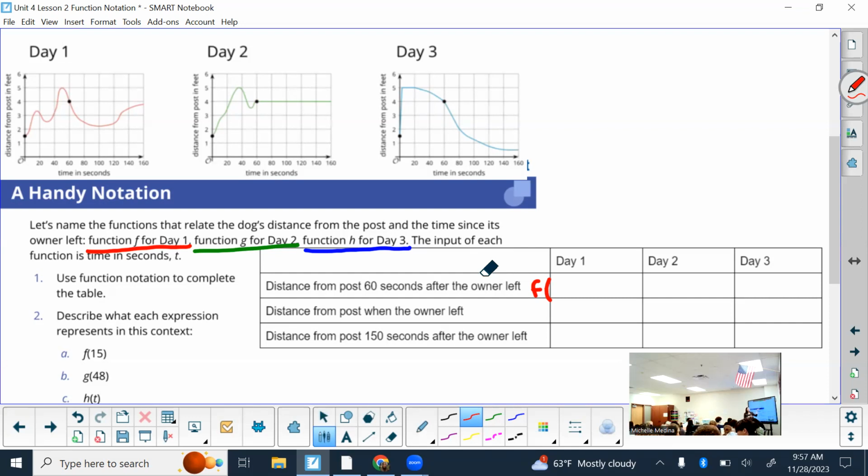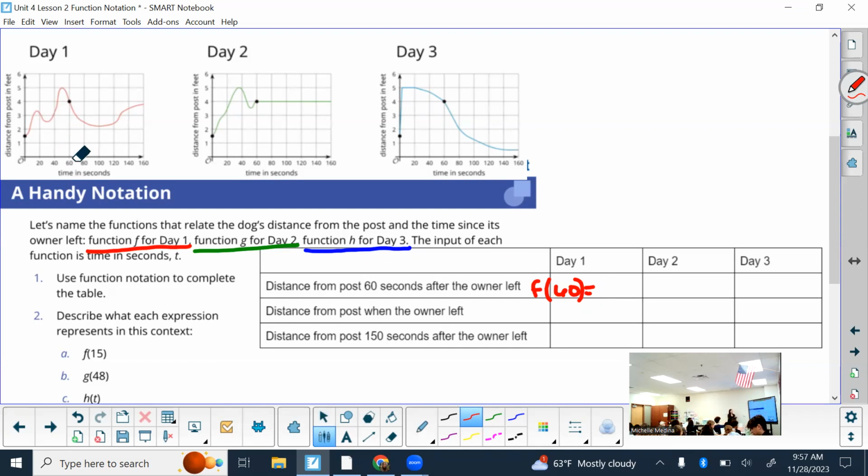Seconds. Time in seconds. So when it's asking me distance from the post 60 seconds after the owner left, what do I need to put in place of the X? 60, that's all. And that would be me asking you this same question, but in function notation. Instead of asking you that, I would say find F of 60. And it just shortens it. It's just a shorthand. What is the answer for what F of 60 is?